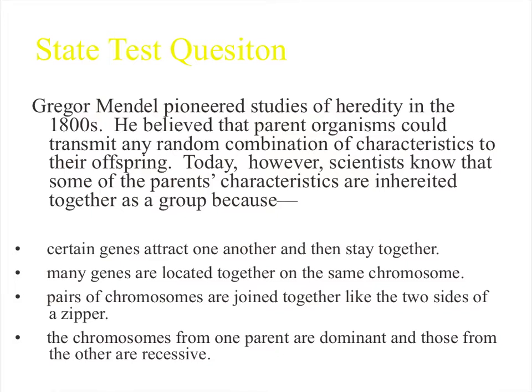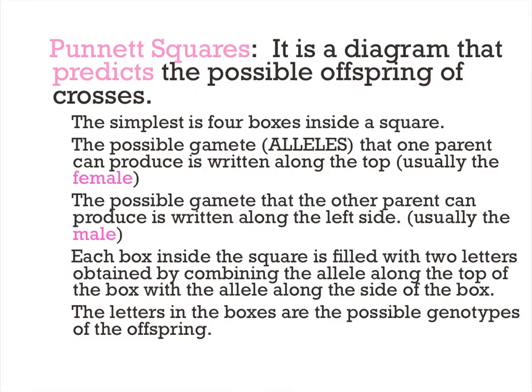Okay, so this is saying some of the parent characteristics are inherited together. So what does this make you think of? Hopefully it makes you think of linked genes. And so B would be the correct answer. Many genes are located together on the same chromosome. So that brings us to Punnett squares.